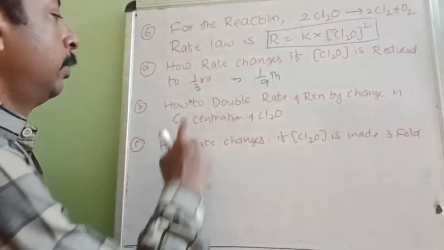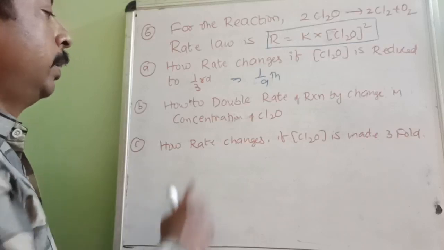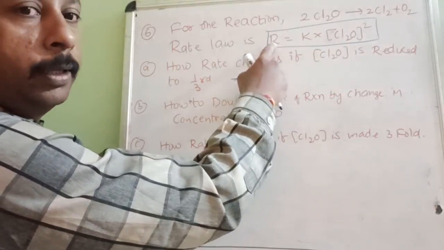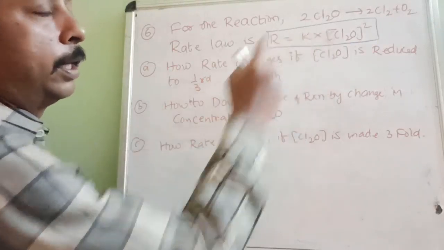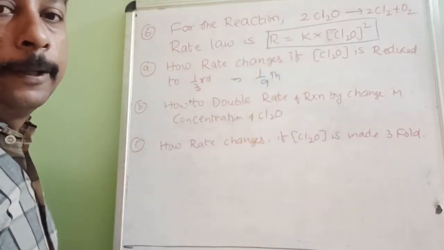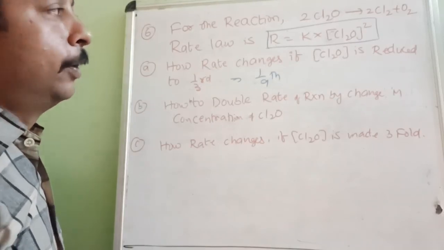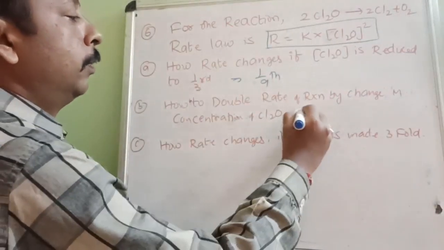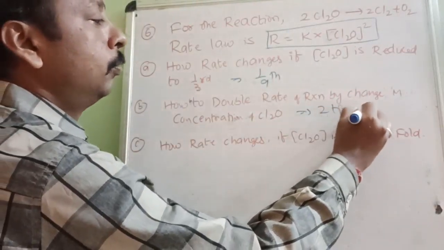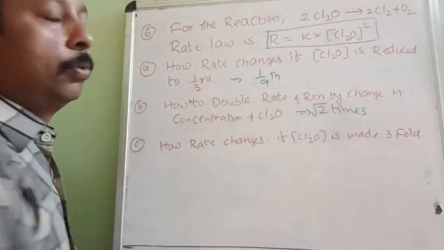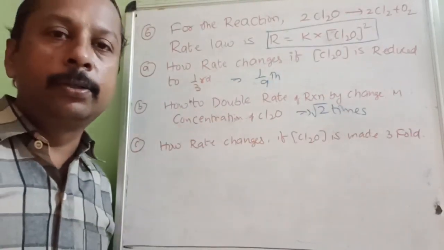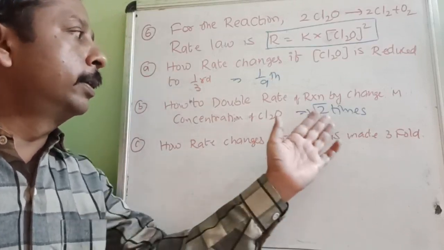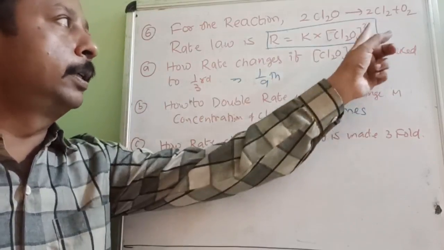Okay. Next, how to double the rate of reaction by changing the concentration of Cl2O. That means in place of R what they want? 2R. So for that what I should write here? Any idea? Okay, good. So it will be root 2. Root 2 square will be 2. So what we should do? We should make it 2 times. Sorry, not 2 times, root 2 times. When concentration of Cl2O is made root 2 times, then rate of reaction will become 2 times. Why? Because it is of the square.